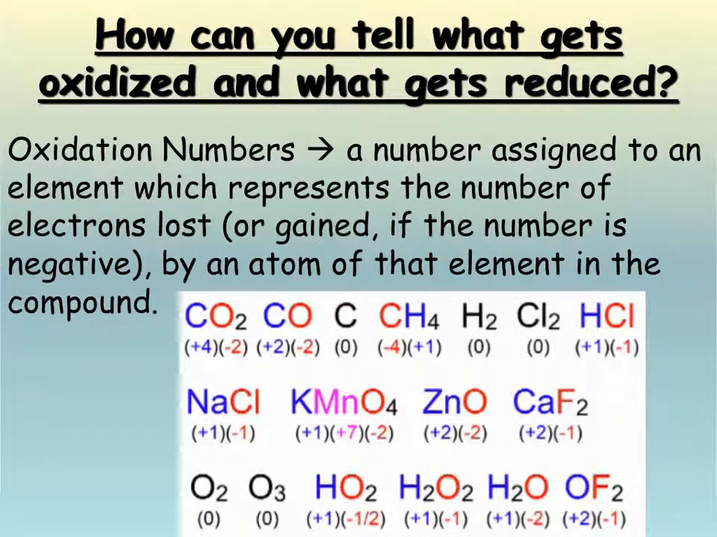All right, so how can we tell what's going to get oxidized and what's going to get reduced in the actual reaction? We have to use these things called oxidation numbers. An oxidation number is basically a number that is assigned to an element which represents the number of electrons that is lost or gained by the atom of that element in the compound. And then you see a whole bunch of oxidation numbers down here.